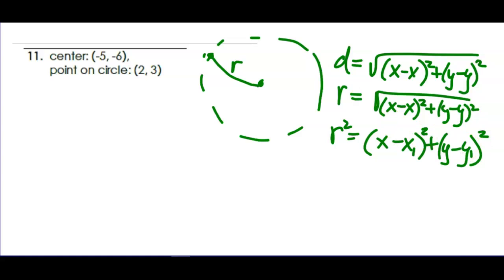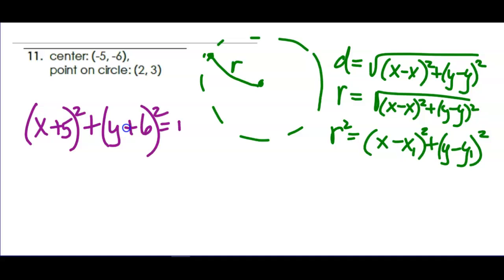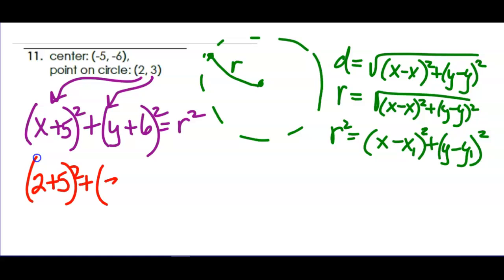So here's my shortcut. Put the center in. X minus -5 would be plus. Y minus -6 would be plus. And set it equal to r squared. But don't go through all this craziness. Just put this x and y value in. So we have 2 plus 5 and 3 plus 6. And that'll give us r squared.